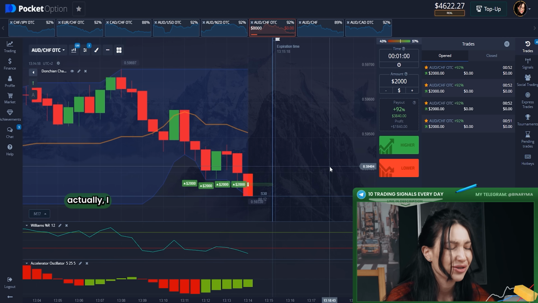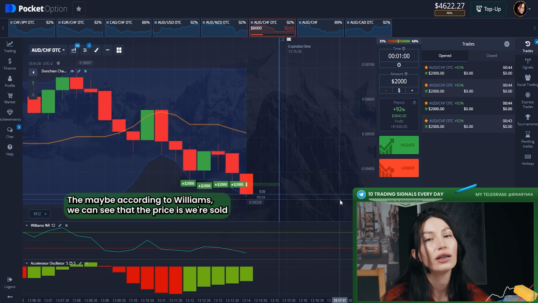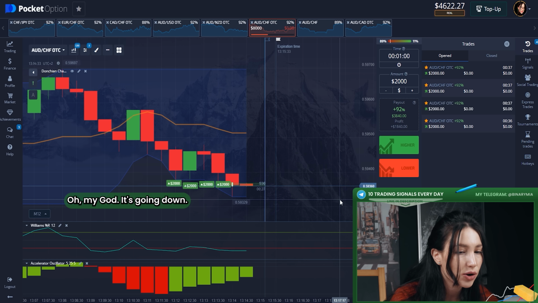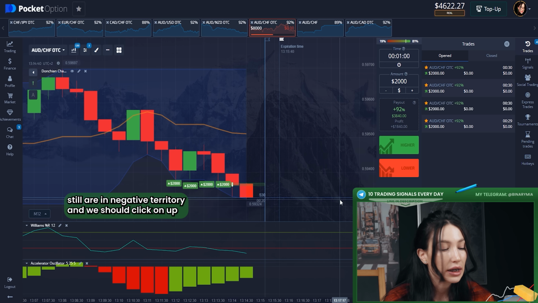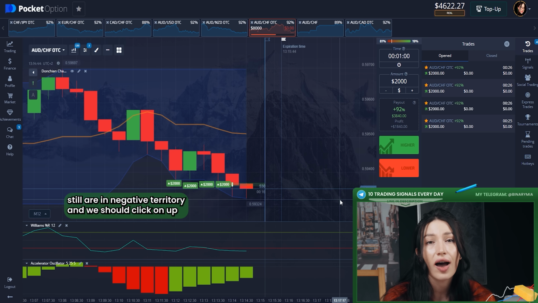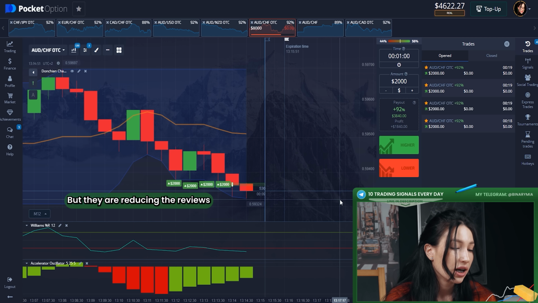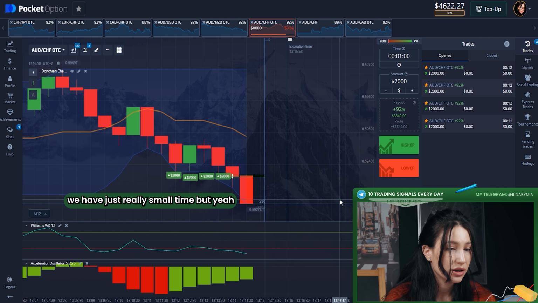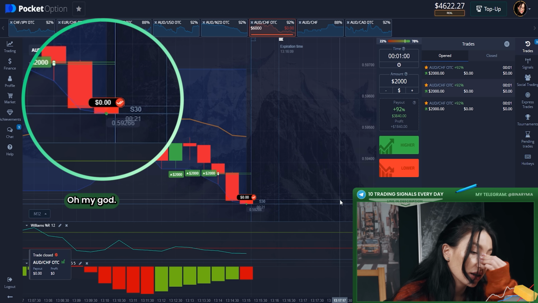And actually, I wasn't patient here, guys, because here we can see that according to Williams, the price is oversold and now it will go up immediately, but not this way. Oh my God, it's going down. According to the oscillator, maybe I was right, because the candles still are in negative territory, and we should click on up when the candles decide to be in positive territory, but they are reducing. Oh my God, I'm afraid of it. We have just really small time, but actually I don't have any hope.